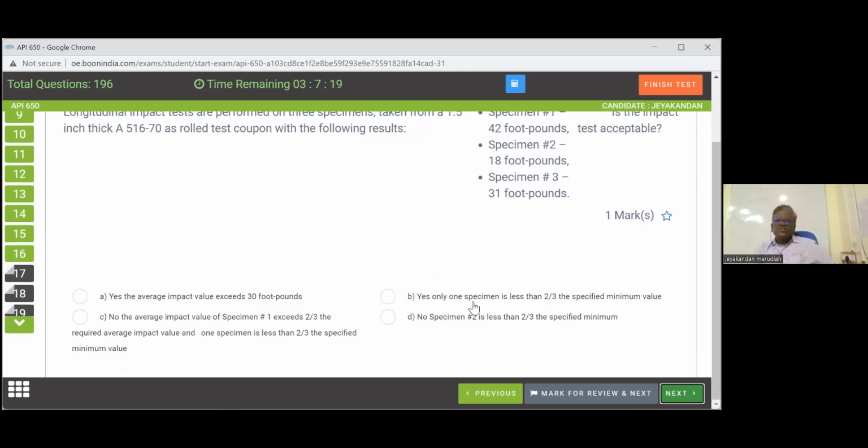Okay. Yes, one specimen is less than 2/3. The average impact of the specimens does not exceed. Specimen number 2 is less than 2/3 of the specimen minimum value. That is the reason. Specimen number 2 is less than 2/3 of the minimum value. So, carefully answer it.